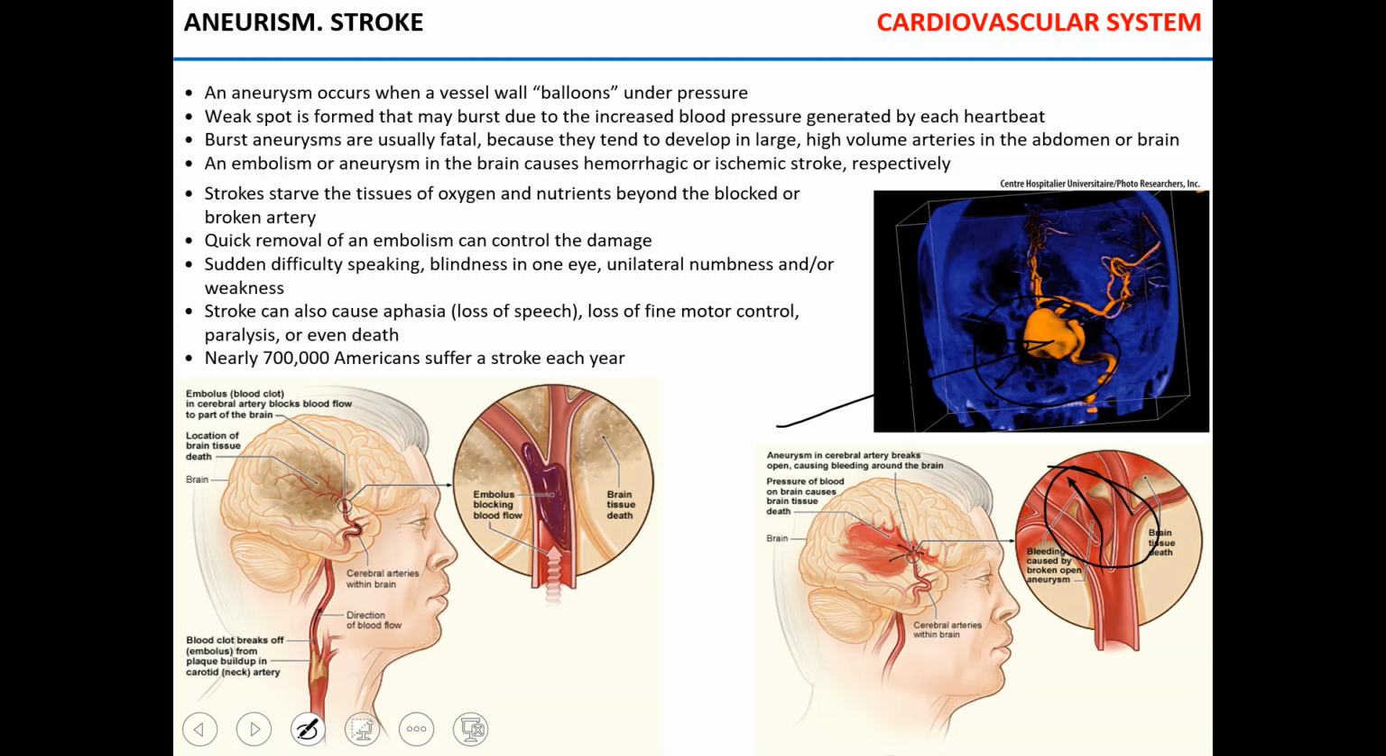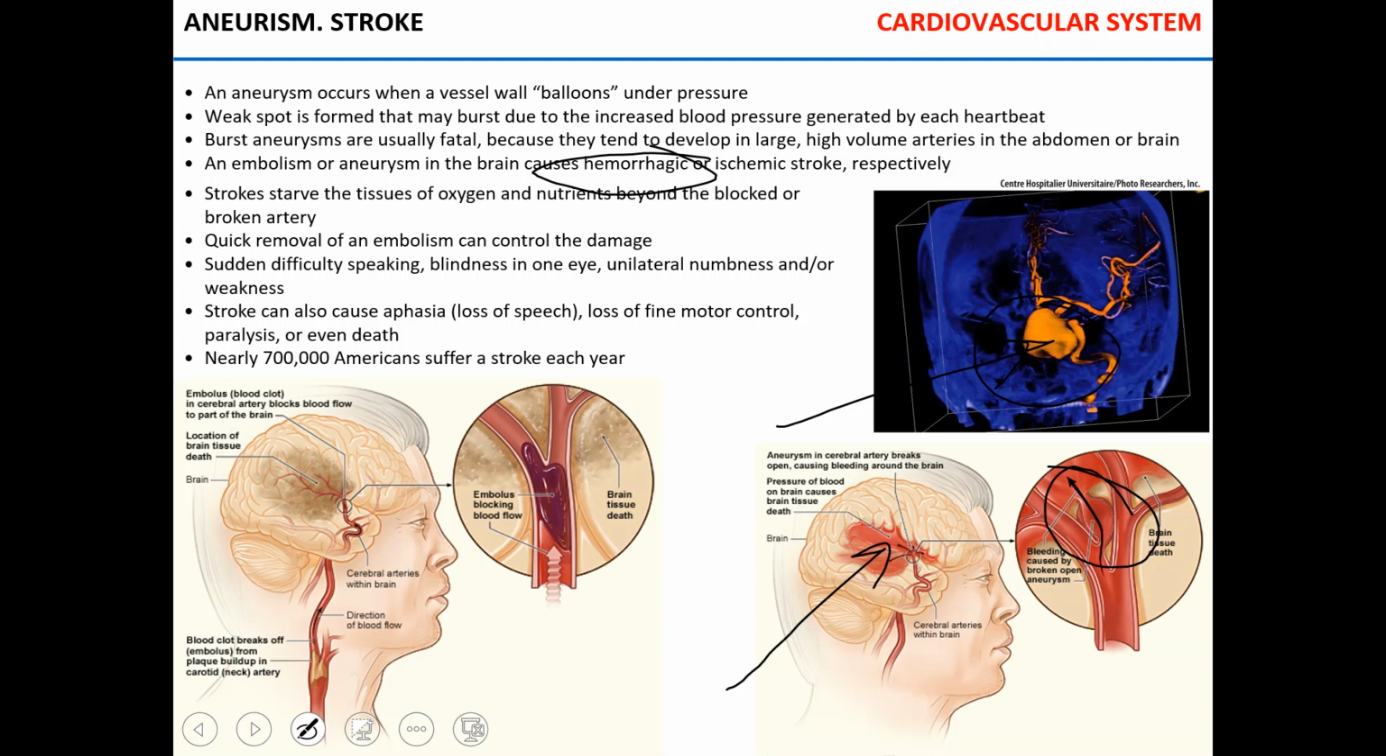If an aneurysm bursts, it's usually fatal. If that aneurysm bursts in the brain, that leads to so-called hemorrhagic stroke, and in case of hemorrhagic stroke, patients often die because basically too much blood is being lost through that rupture of the aneurysm.